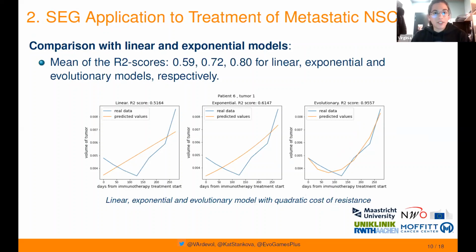So the first thing we did is compare the performance of our model to a basic linear and exponential model. And we saw that on average, the R2 score was superior for our model. And also in most cases, this difference was quite significant, like in this case, for example.